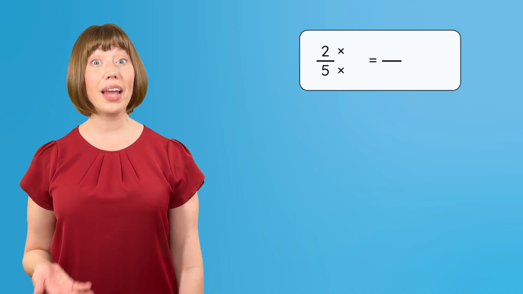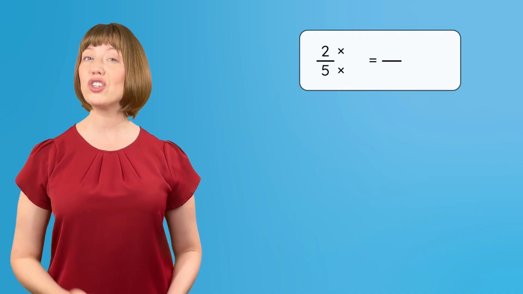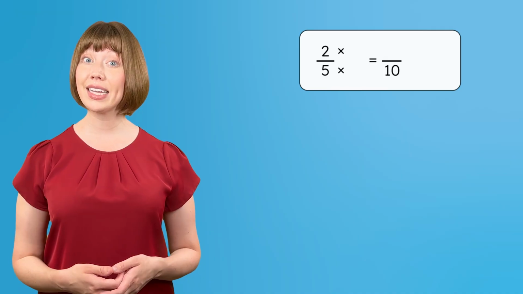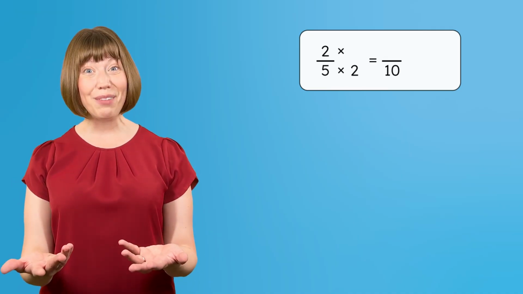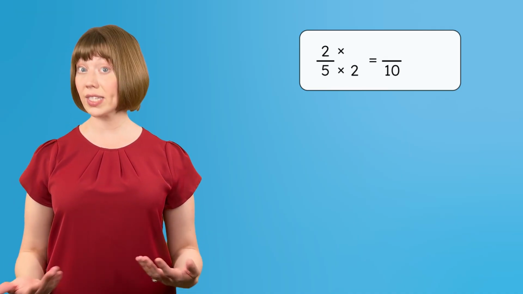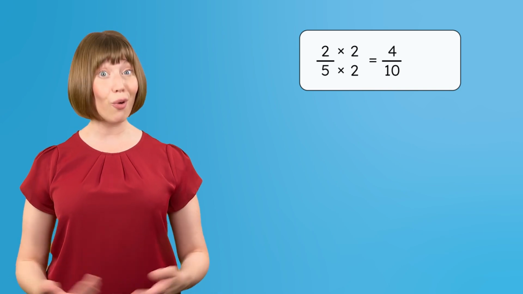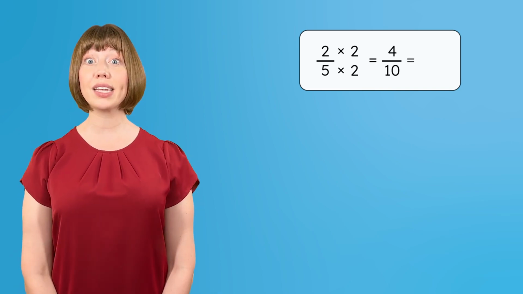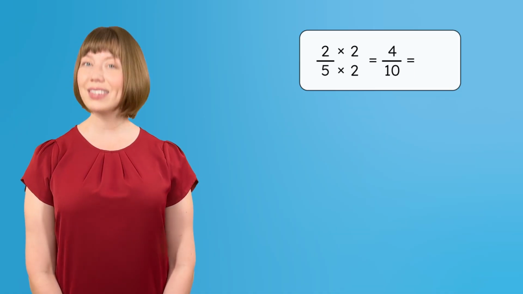What can we multiply the numerator and denominator in 2/5 by to get an equivalent fraction in tenths? By 2. 5 times 2 equals 10, and 2 times 2 is 4, so that's 4 tenths. Then we can represent it in decimal form. 0 decimal point 4. What about this fraction?